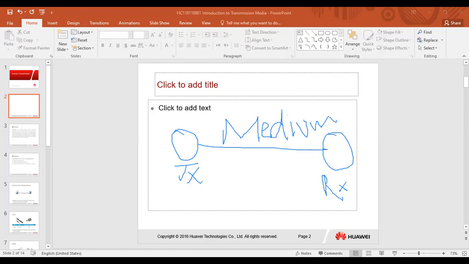This medium may be air, which is also called unguided media, or it may be guided media in the form of twisted pair cable, or fiber optics, or coaxial cable, coax. These all are types of transmission media.